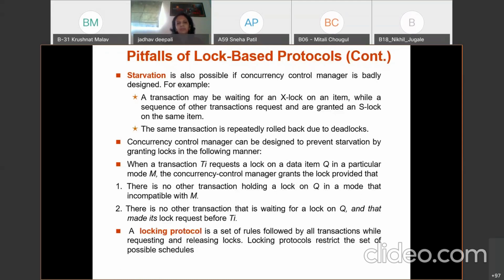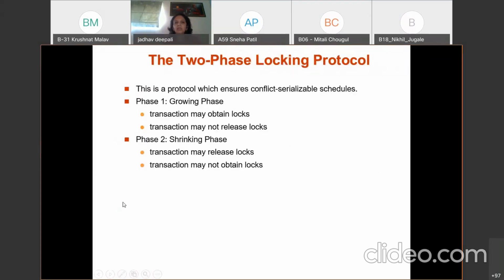So how do we define a locking protocol? A locking protocol is a set of rules followed by all the transactions while requesting and releasing the locks. A locking protocol restricts the set of possible schedules. So a locking protocol is nothing but the set of rules followed by all the transactions while requesting and releasing the locks. Okay, so in the next lecture we will see the next protocol, that is the two-phase locking protocol.